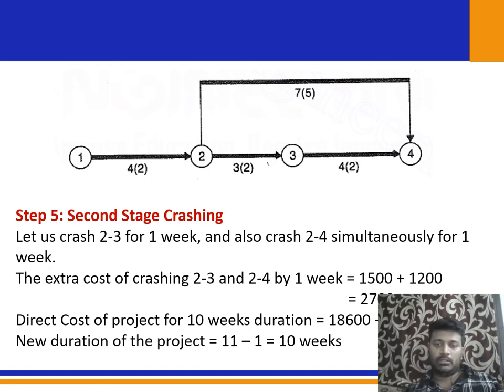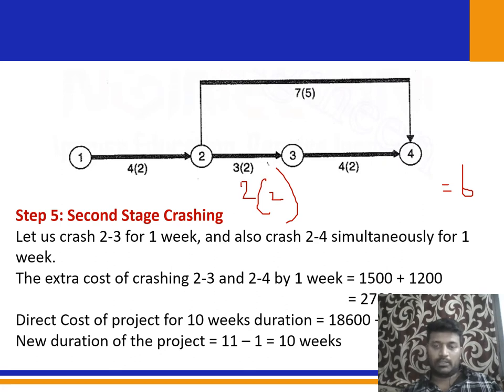But if I crash for 1 week, the logic is going to get different. For example, if I am crashing for 1 week, it becomes 2 bracket 2. So the normal duration for 2, 3 and 3, 4 becomes 2 plus 4, 6 weeks. But 2 and 4 will have 7 weeks here, so it will be logically incorrect. So we need to crash this particular activity for 1 week, and simultaneously crash the 2 and 4 activity, that is 7, by 1 week also. Whenever you are crashing, make sure that logic is correct. More often you miss out this non-critical activity, and if you miss it out, then crashing becomes wrong. So I'm going to crash 2 and 3 activity for 1 week, and simultaneously 2 and 4 by 1 week.